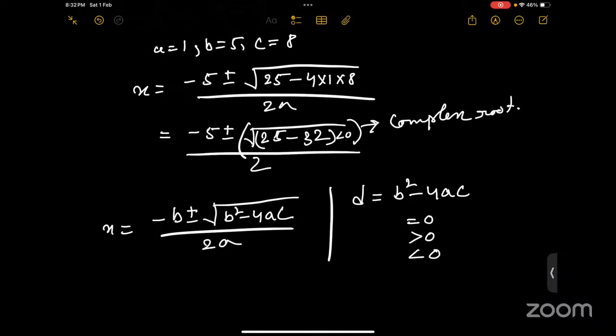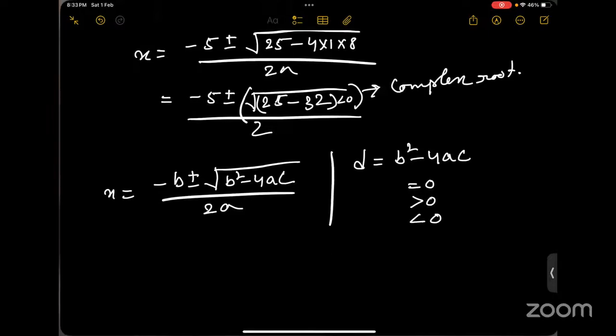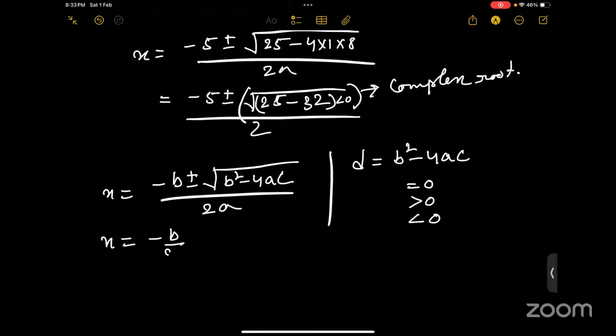If it is equal to 0, in that case we will get x equals minus b by 2a. So this is our root, and for both we will get this root. That means the equation ax square plus bx plus c will give a perfect square then. So we will get a repeated root. That means if it is equal to 0, then repeated root.